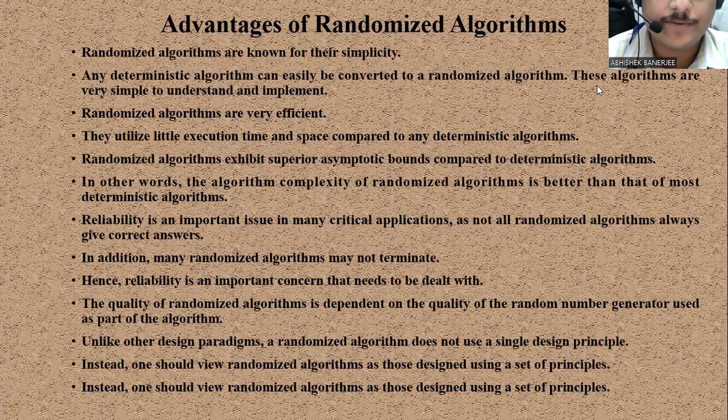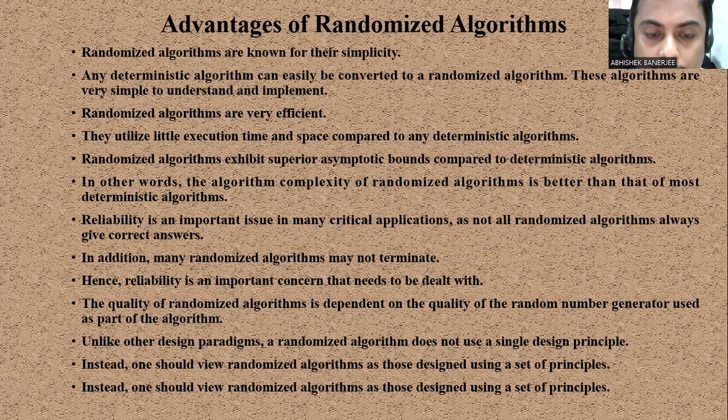Randomized algorithms exhibit superior asymptotic bounds compared to deterministic algorithms. In other words, the complexity of a randomized algorithm is better than that of most deterministic algorithms. Reliability is an important issue in many critical applications, as not all randomized algorithms always give the correct answer. In addition, many randomized algorithms may not terminate. Hence, reliability is an important concern that needs to be dealt with.